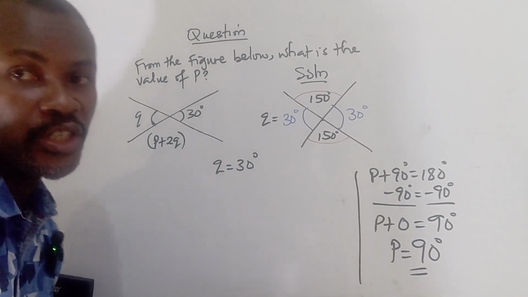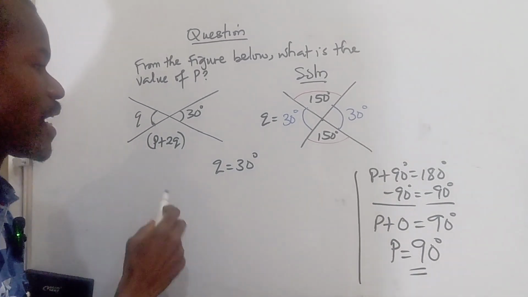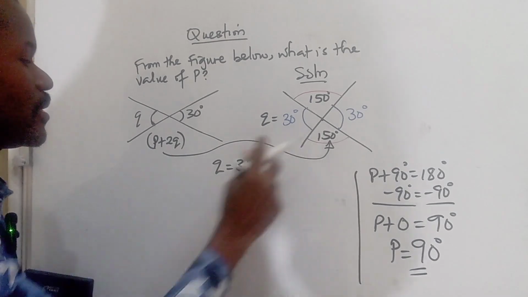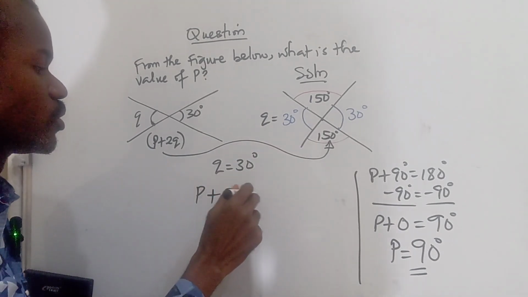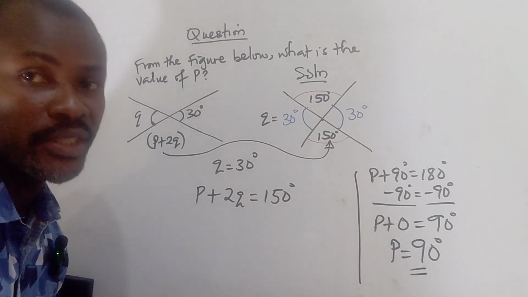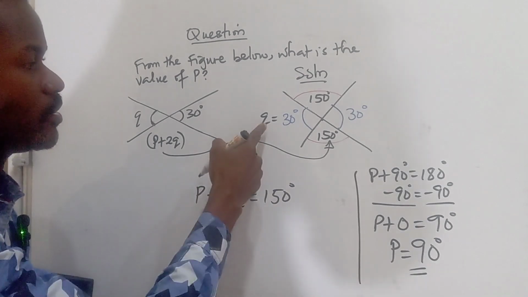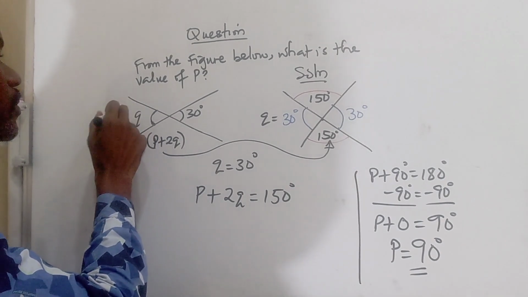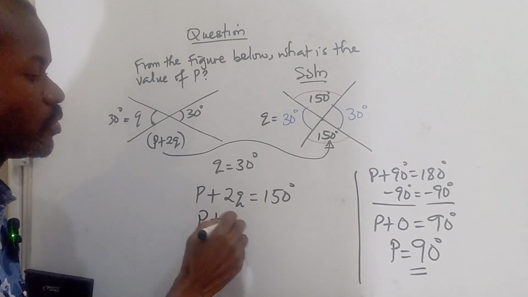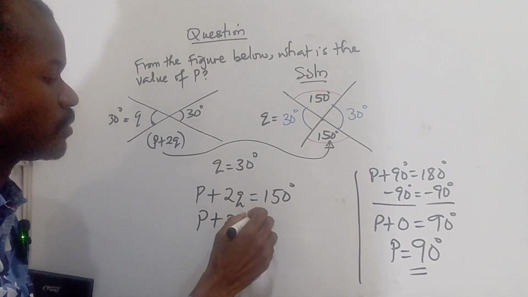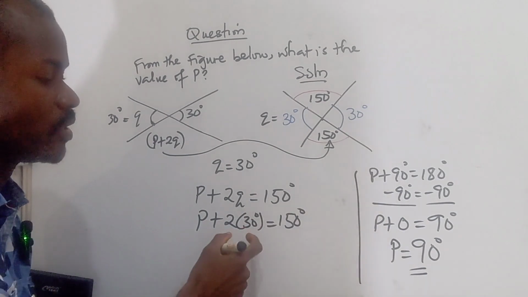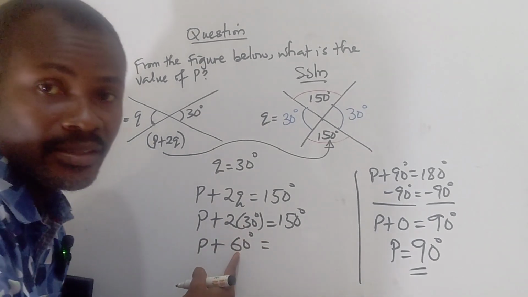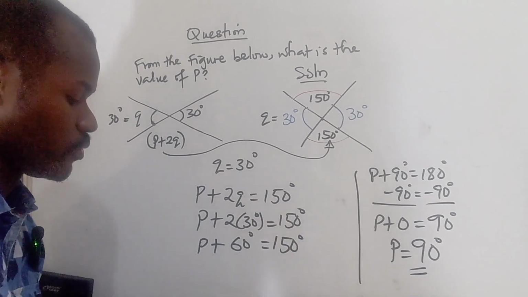The second approach is very short and quick, such that we can also compare this to this. Because this is here, it means P plus 2Q is equal to 150 degrees. I've already known the value of Q, because Q is 30. So all we need to do is substitute the value of Q as 30 degrees, which is equal to 150 degrees. So this will give us P plus 60 degrees, because 2 times 30 is 60, which is equal to 150 degrees.